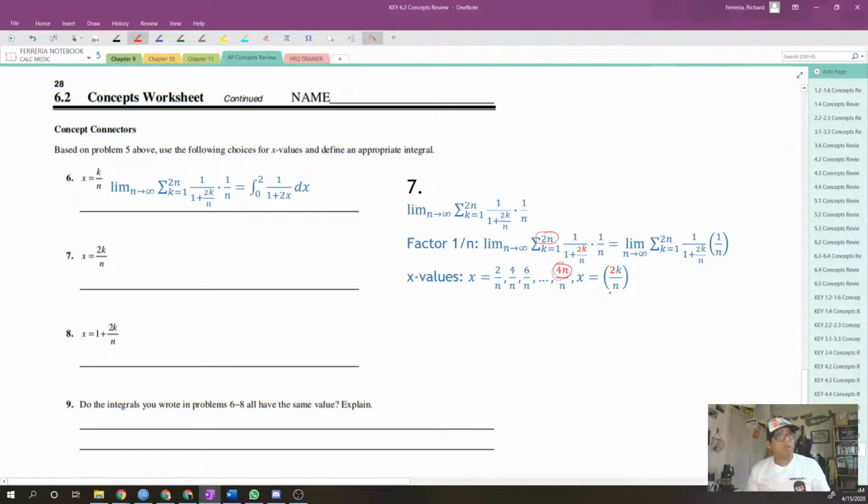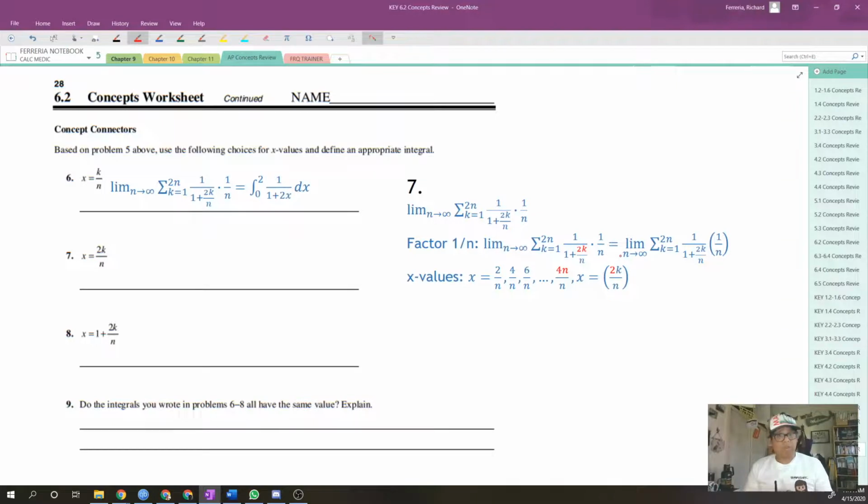So this time we're approaching it as x is 2k over n. So it's a slight difference. It took me a minute to figure out exactly what we were going to do with this one. So if you're still trying to wrap your head around it, don't worry, you're not alone in this.